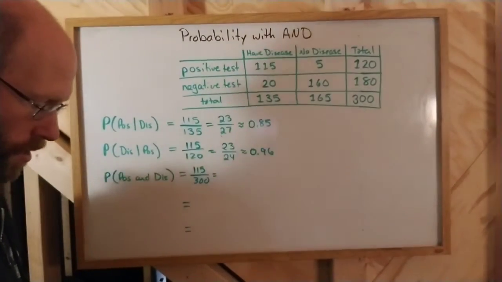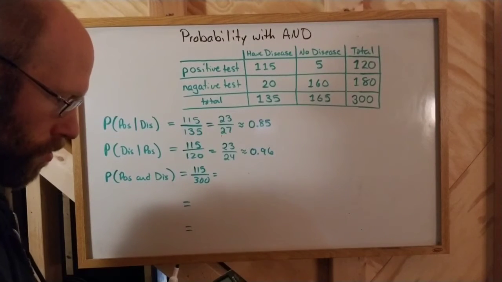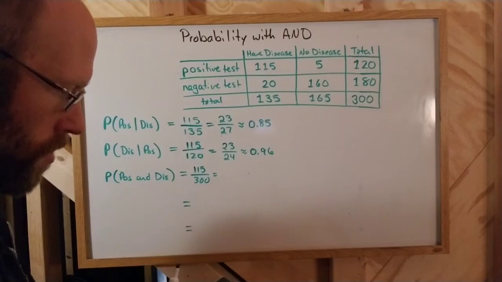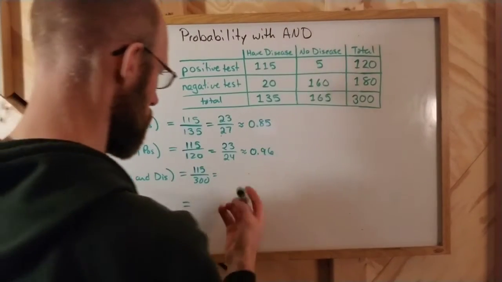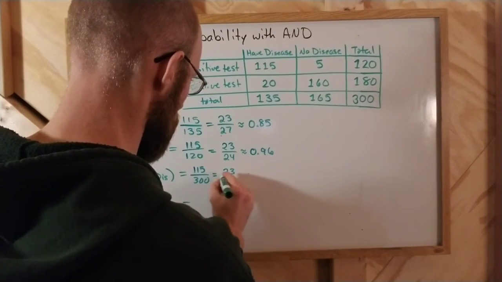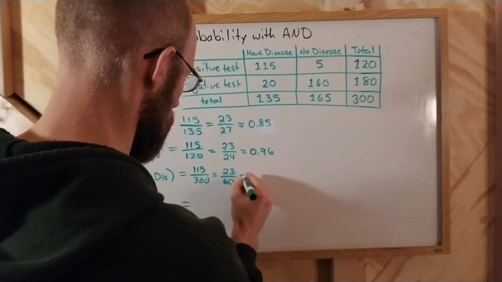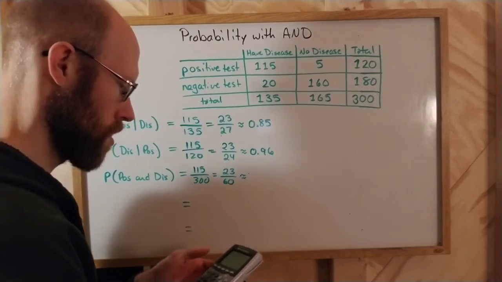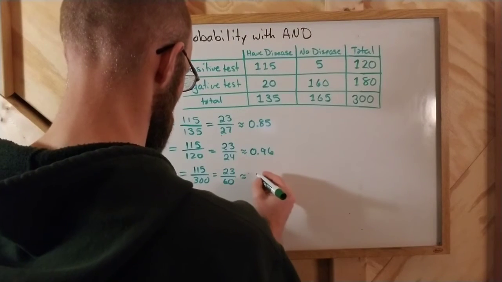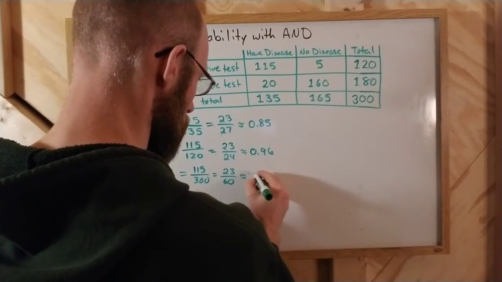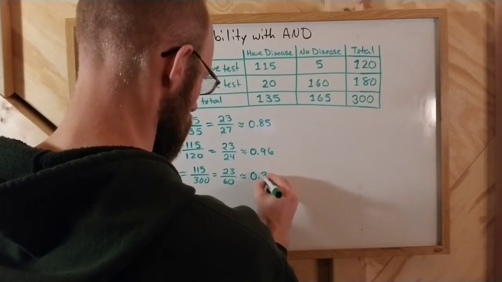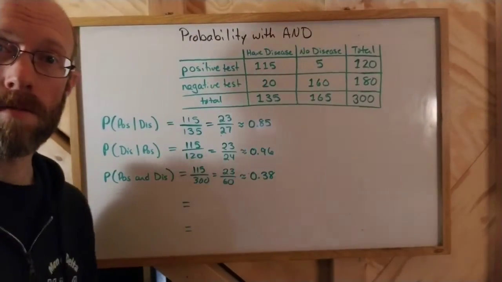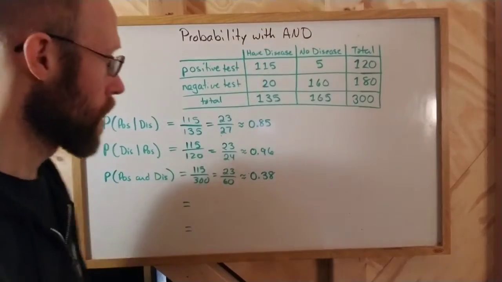and we can calculate that. We'll reduce the fraction down to 23 over 60. And of course, that as a decimal is about 38% or 0.38. Okay. Now that's the simplest way to calculate it.